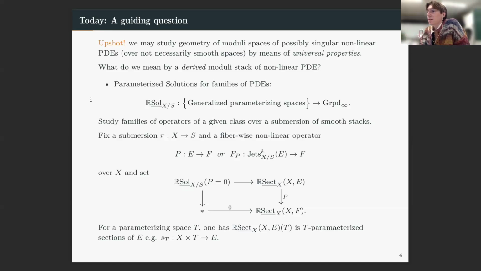So the idea is that we can work with nonlinear operators that are fiber-wise. So if our space X is parametrized by a space S, it could be a smooth stack, or it could just be some parametrizing space. But in practice, we can take it just to be a point, really, throughout this talk. But it's important to emphasize we can really work in families. And then we study fiber-wise nonlinear operators, maybe with some additional conditions, ellipticity, or whatever you would like to impose here.